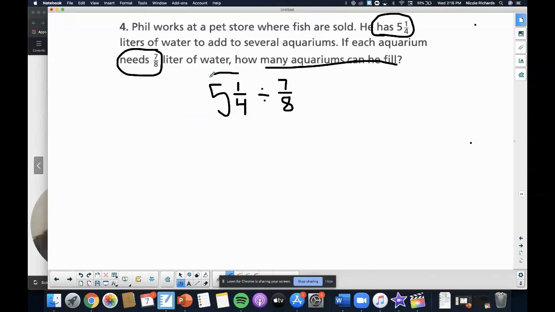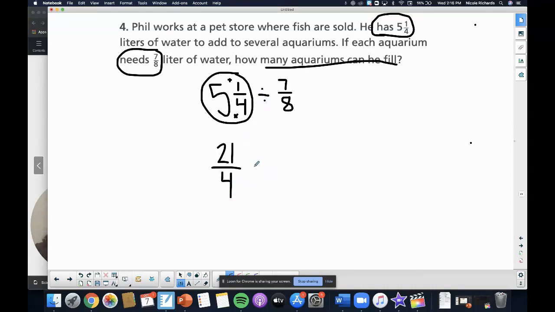So first we need to make this a fraction bigger than 1, which is an improper fraction. So he has 5 whole buckets that's cut into 4 pieces, or whatever he's carrying there. So 5 times 4 is 20, plus 1 is 21. So he has 21 total pieces out of 4. And then we're going to, so we've copied.